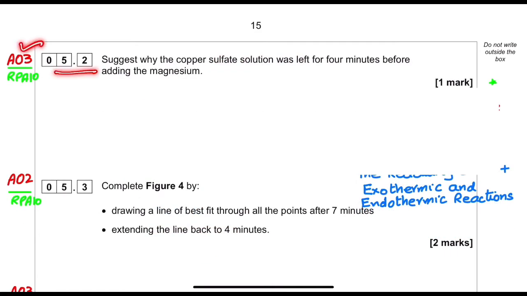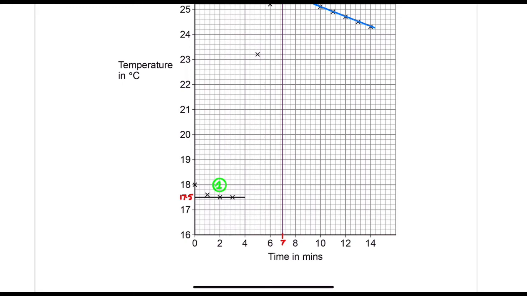5.2 is an AO3 question. Suggest why the copper sulfate solution was left for 4 minutes before adding the magnesium. If we go back to the figure number 4, we see here when in polystyrene cup the copper sulfate solution was added, it was left for first 4 minutes. The reason is copper sulfate solution must reach at the constant room temperature before the reaction starts.